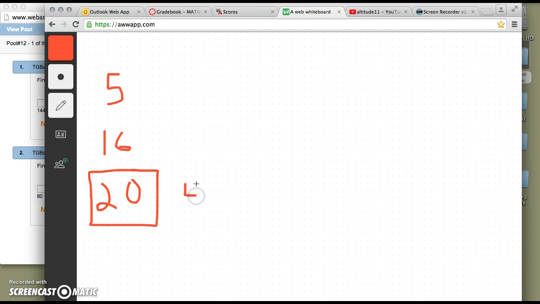So 20 times 1 is 20, 20 times 2 is 40, times 3 is 60, times 4 is 80, times 5 is 100. Okay, so let's see if any of these multiples here, which we know are all multiples of 20, are also multiples of 16 or 5.